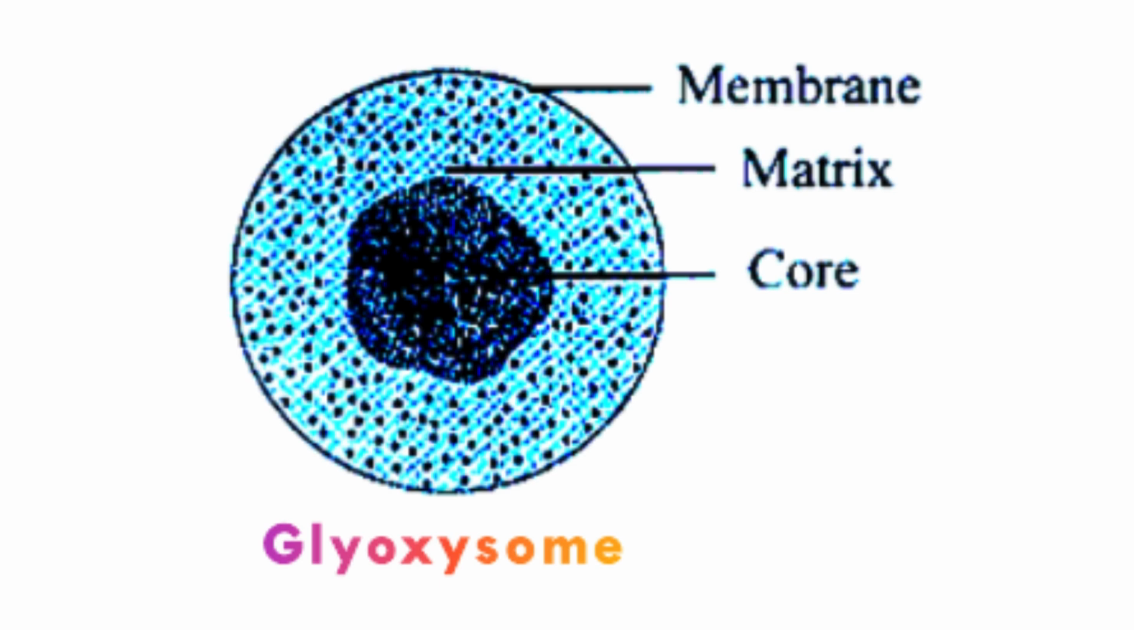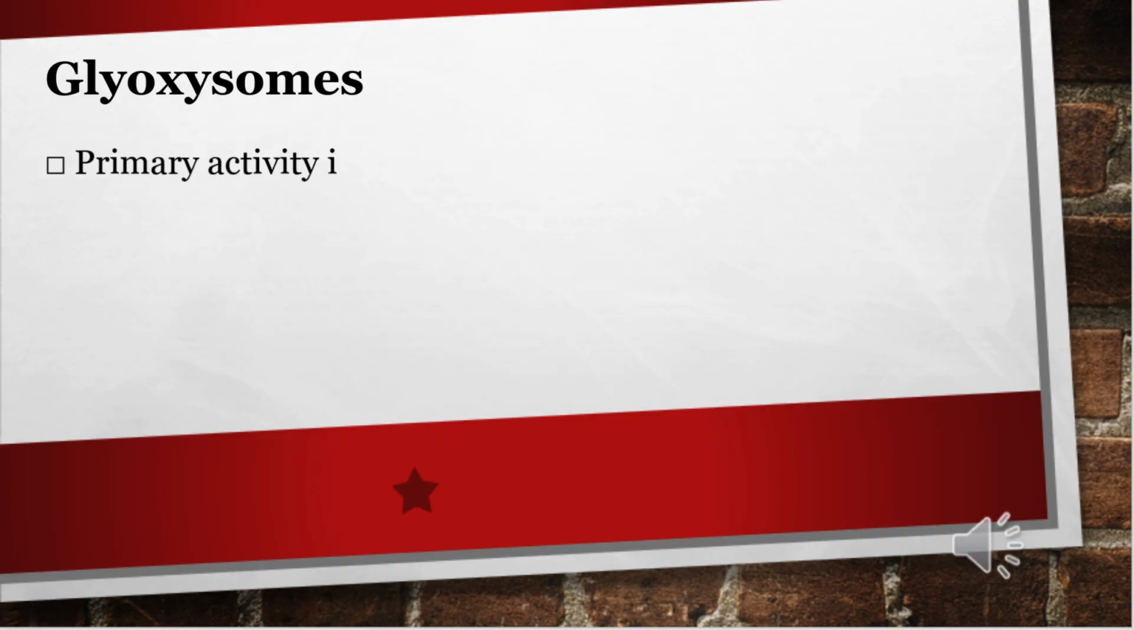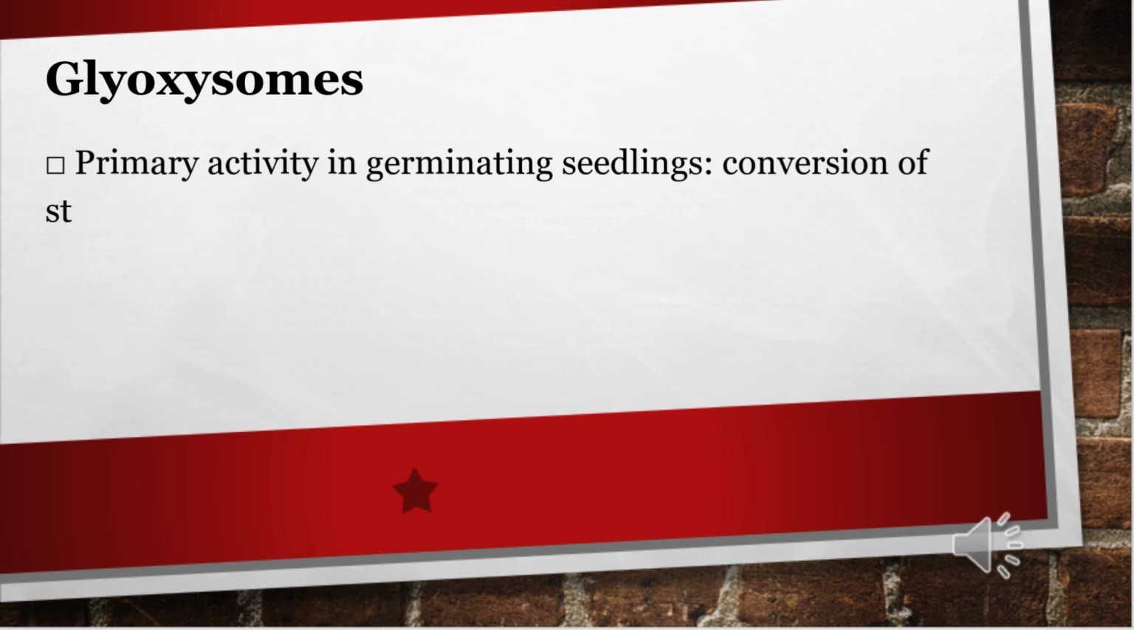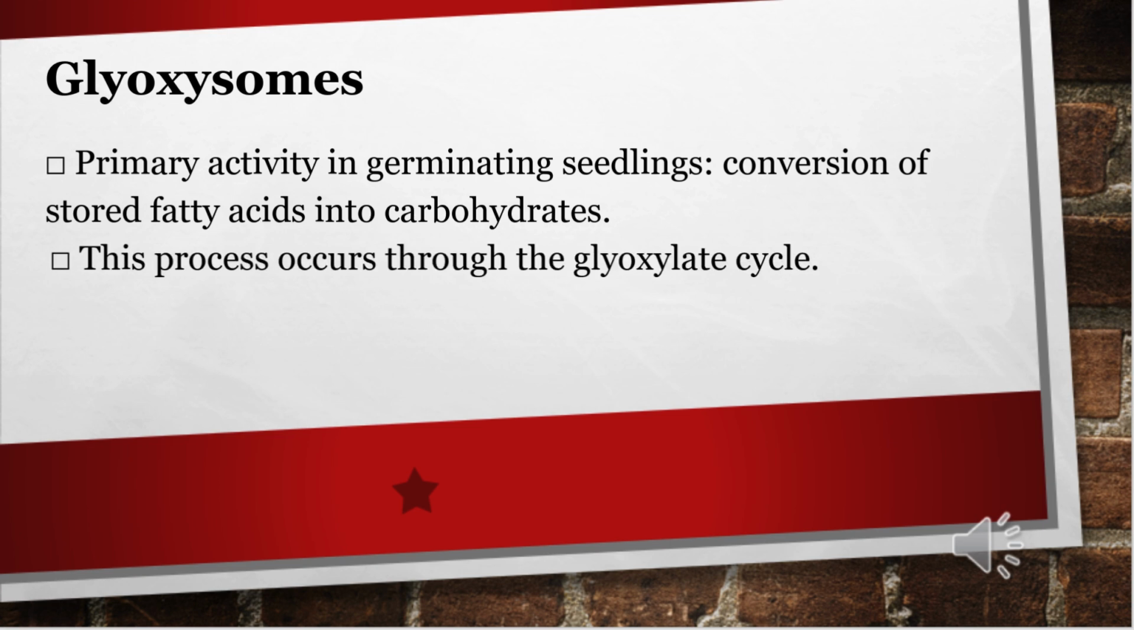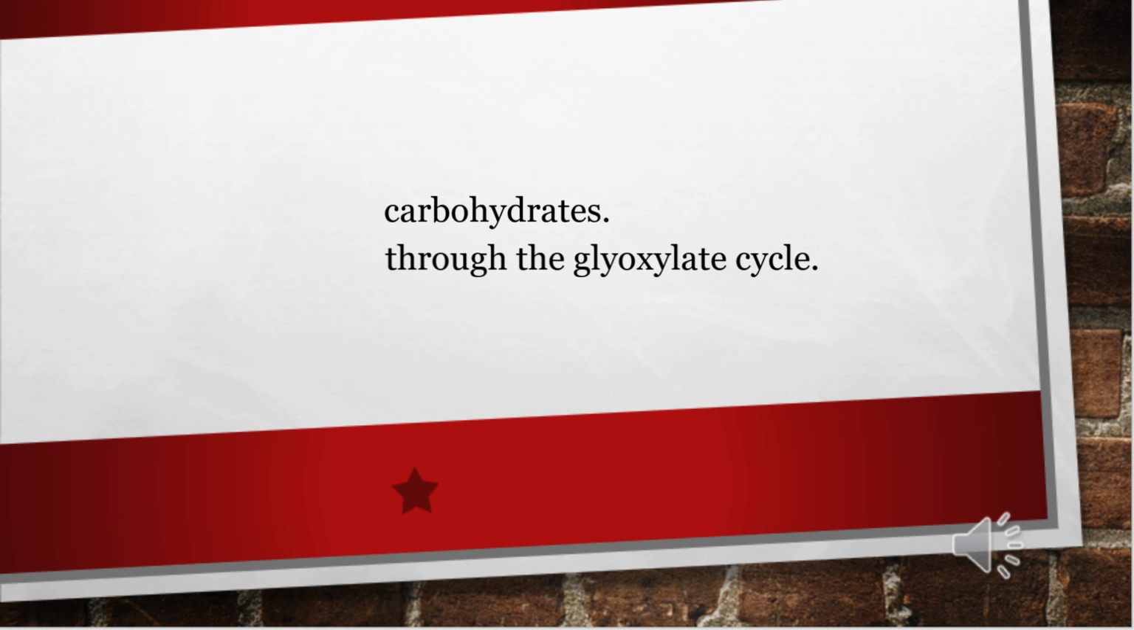These organelles are absent in lipid-poor seeds, such as peas, as those seeds do not rely on this metabolic process for germination. One of the primary activities in germinating seedlings is the conversion of stored fatty acids into carbohydrates, which is essential for early growth. This process is achieved through the glyoxylate cycle, with the necessary enzymes located in the glyoxisomes.